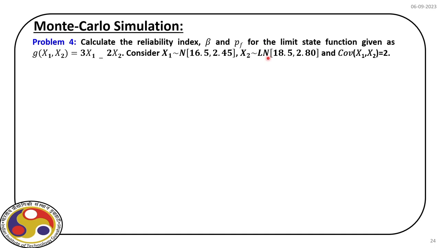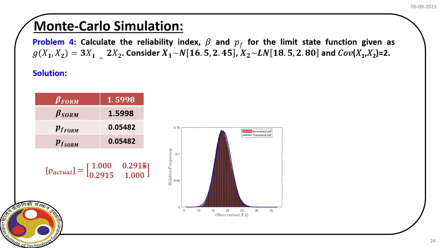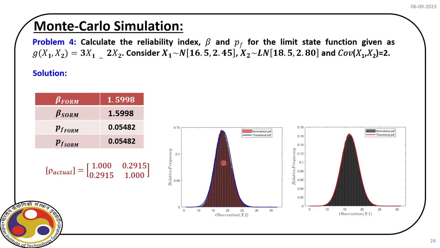So we have the last problem. In this case, again we have a linear limit state, but in this case we have a covariance between x1 and x2. So we have the estimates of beta on your screen, and in this case the correlation coefficient, you can see, is 0.2915, and this problem we again simulate using Monte Carlo simulation. So we generate samples for x1 and x2, then from these samples we can verify whether the correlation between x1 and x2 is properly simulated or not.